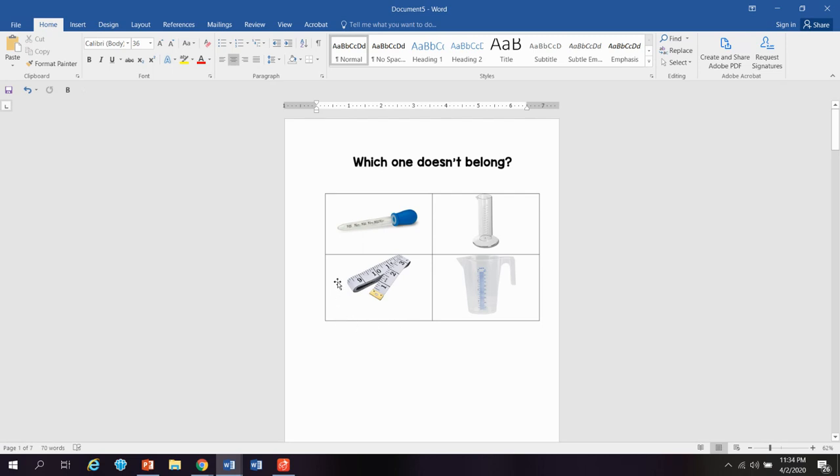If you're like me, I chose the picture of the measuring tape as the one that does not belong. Even though all four of these are tools that I can use to measure, I noticed that the dropper, the graduated cylinder, and the measuring cup are all tools that I would use to measure volume. The measuring tape I would use to measure the length, maybe like the perimeter of an area, right? So that is why that one does not belong.